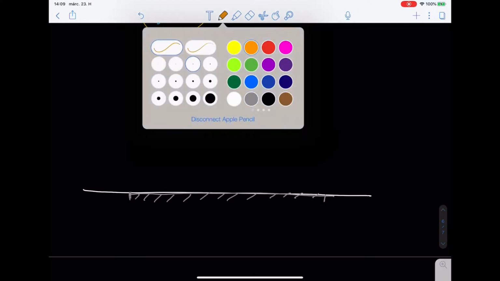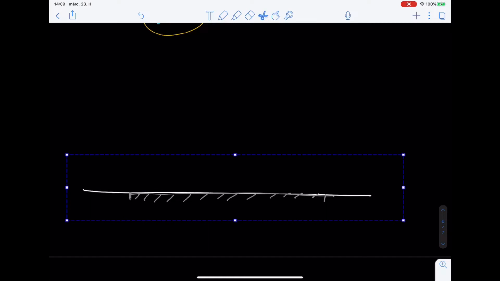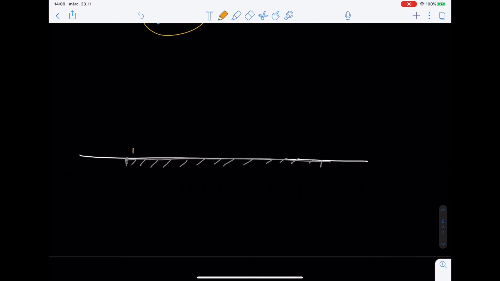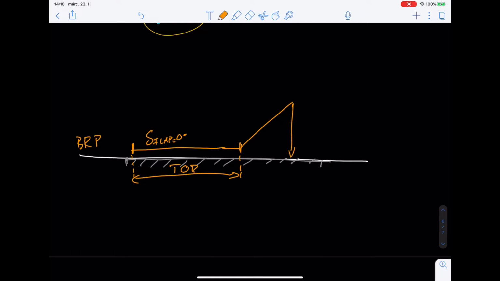Okay, so we have, let's say, an initial aircraft which is taking off from the brake release point, and this, let's say, this orange line is the zero flap deflection. So you have a given amount of takeoff run. Now let's make it a little bit longer. So you have a given amount of takeoff run. This one is a takeoff run, and with the zero flap deflection, and this is your airborne section, and this is your screen height. Okay, so this is your airborne section.